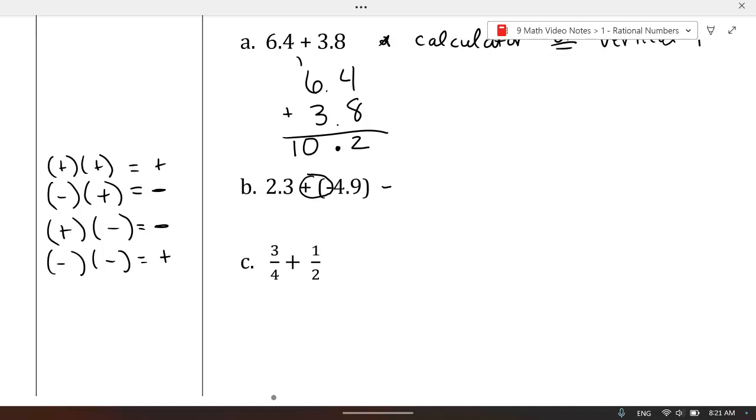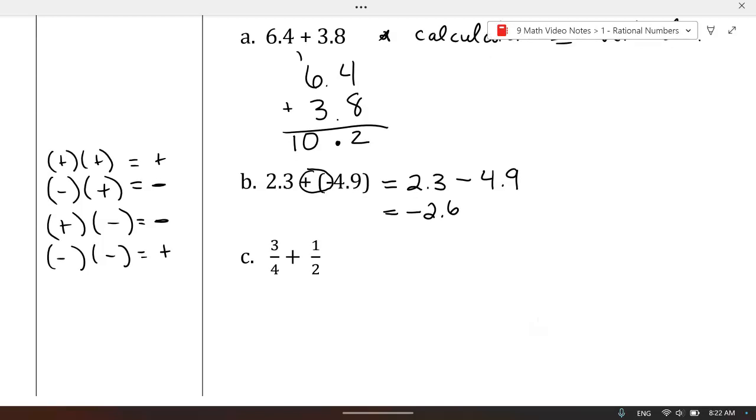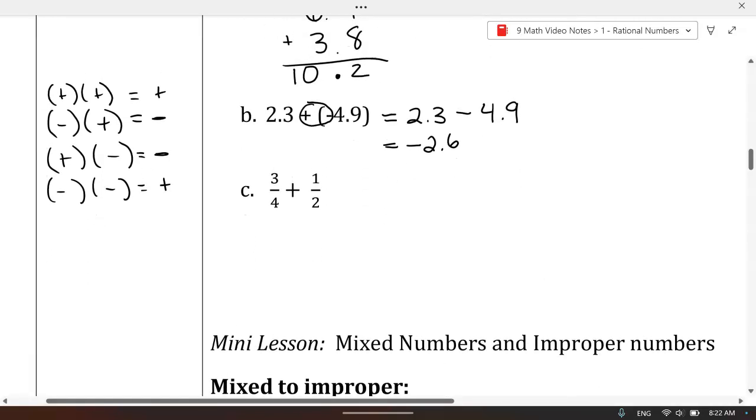So first things first, just so that I don't feel confused, I'm going to rewrite this question. So 2.3 minus 4.9. I'm just looking at this question here, and I'm noticing that the positive number is smaller than the negative number, the bigger number. So I know that my answer is going to be negative. So 2.3 minus 4.9 is going to be negative 2.6. Awesome.